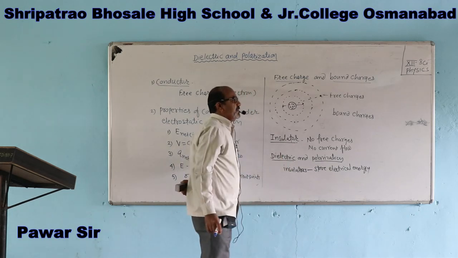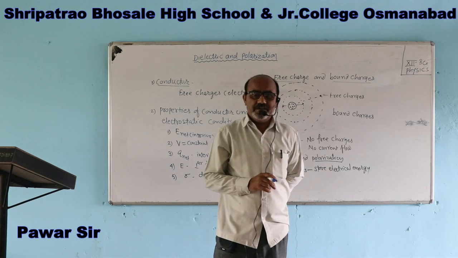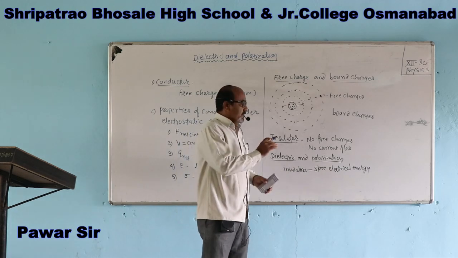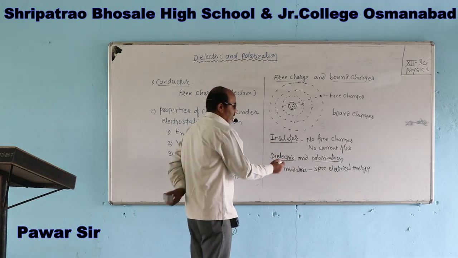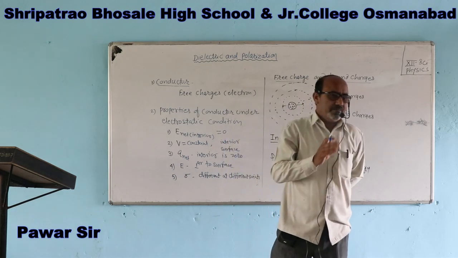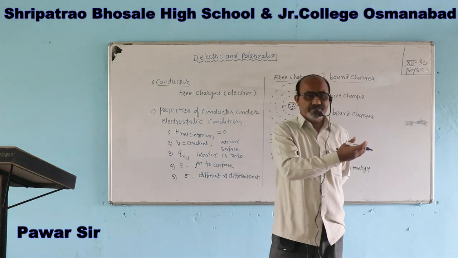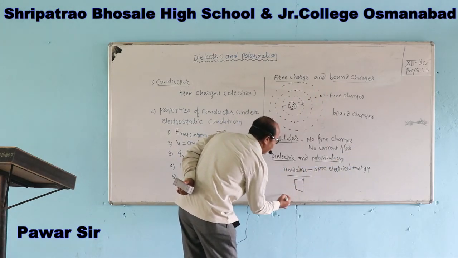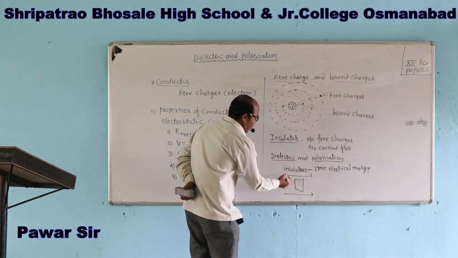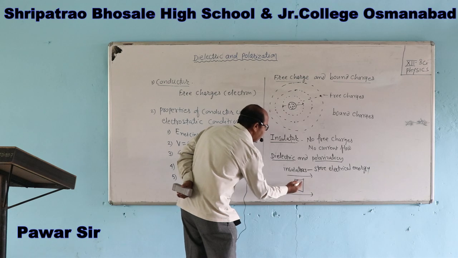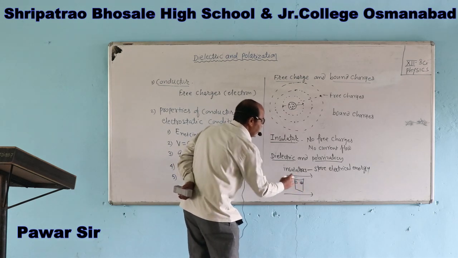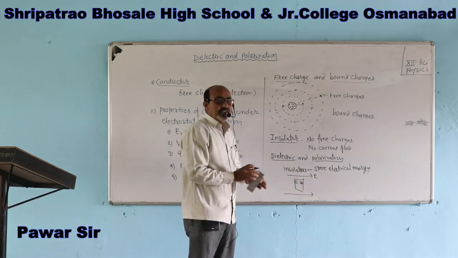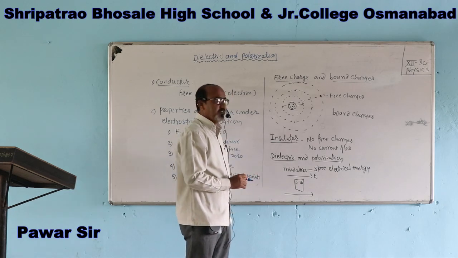When such a dielectric is kept in an external electric field, then due to stretching of charges, positive charge and negative charge are stretched. If you consider this is a dielectric material kept in an external electric field, then the negative charge is stretched in the opposite direction, and the positive charge is stretched in the direction of the electric field. Due to this stretching, a net electric dipole moment is produced in such a material.